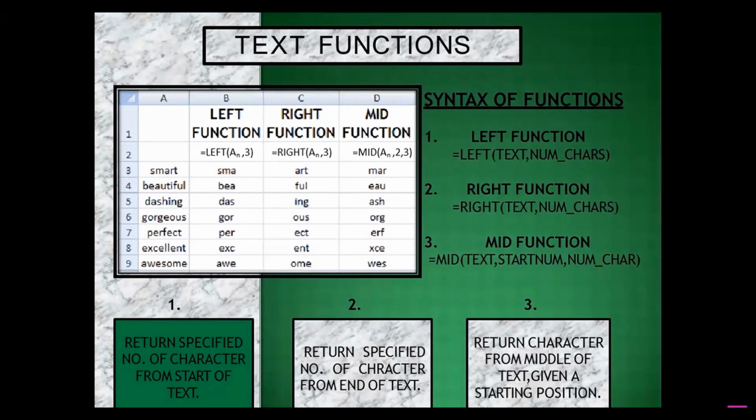What do you mean by the left, right, and mid functionality? Left functionality gives SMA. This is SMA, left functionality. Right functionality gives ART. In the right, we find out the 3 characters, ART. Mid functionality is what? The middle of this value, it's called mid functionality. Here you can see the first is the start number, and second is the number of characters. We start the value at 2 and the number of characters is 3. Then it will return the 2, 3.